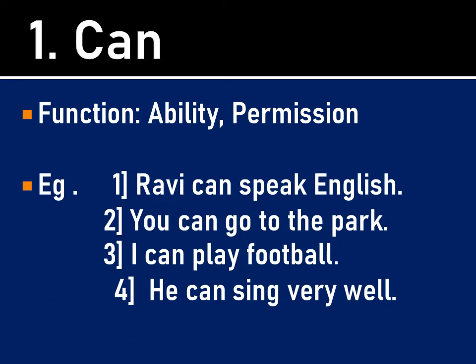Let's look at some examples. Now, when I say Ravi can speak English, it shows ability. You can go to the park, giving permission. I can play football, again denotes ability. He can sing very well, again denotes ability. So you see, the modal auxiliary can be used to show ability and permission.